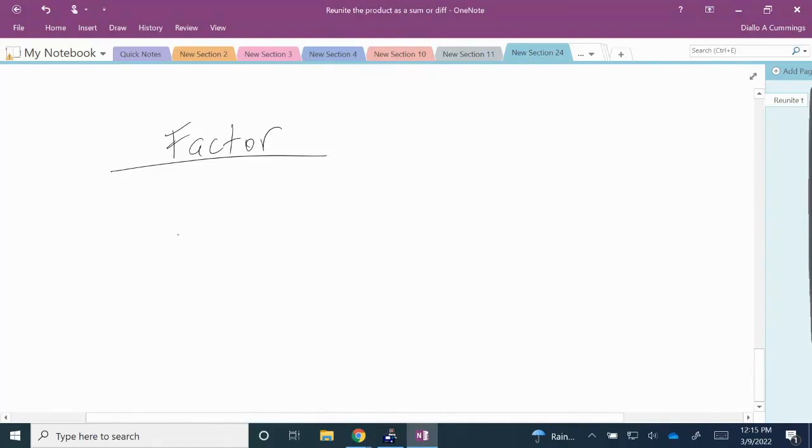We're going to factor 2 cosine squared x minus cosine x minus 1. All right. So we're going to factor 2 cosine squared x minus cosine x minus 1.